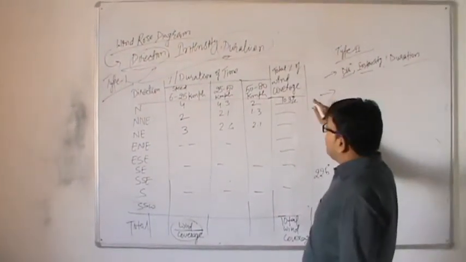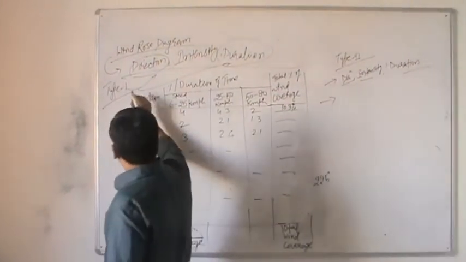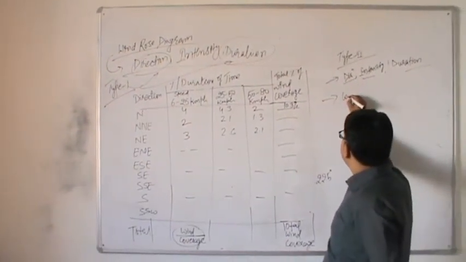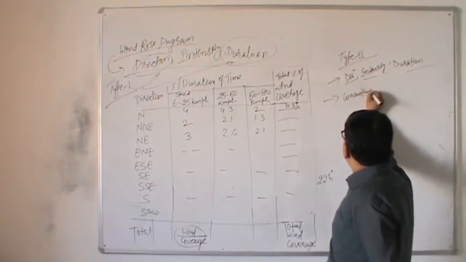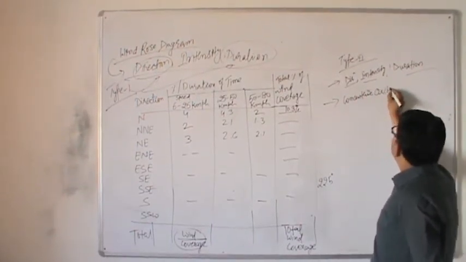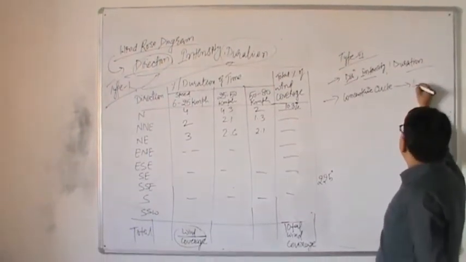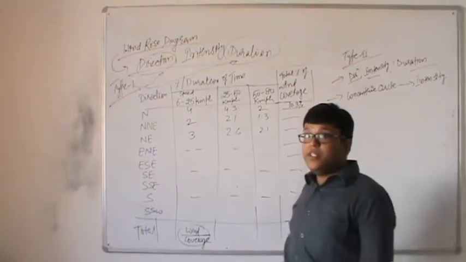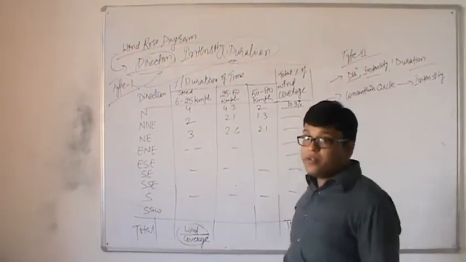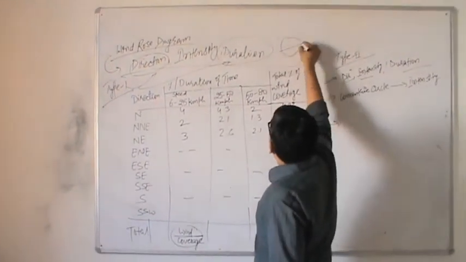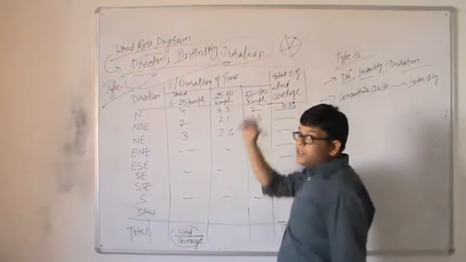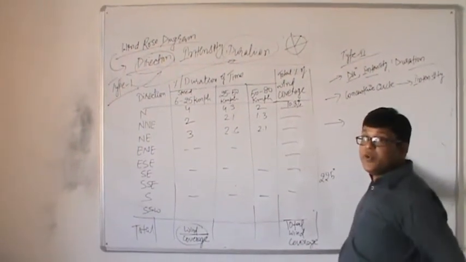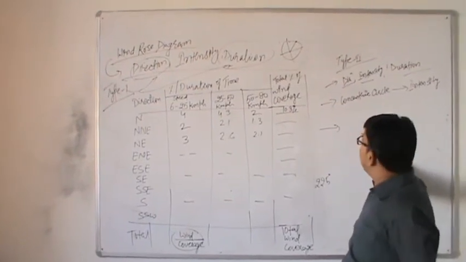The second thing. In type 1, the concentric circle represents the duration. In case of type 2, the concentric circle represents the intensity of wind. Second thing, in type 1, we have seen that the radial line was joining directly the direction, while in case of type 2, the radial line joins the center of direction.